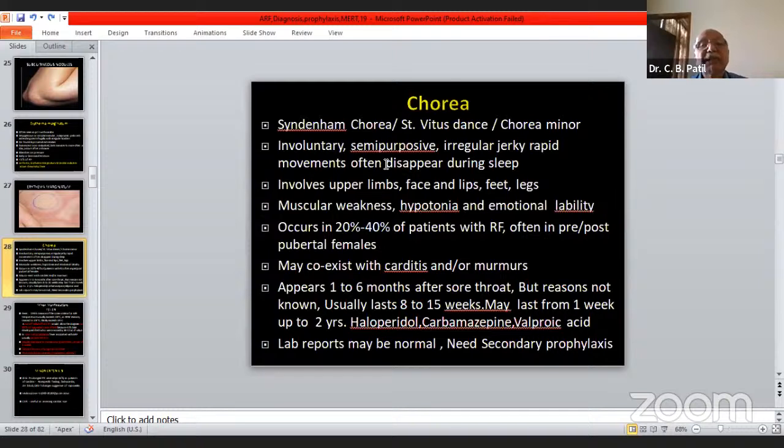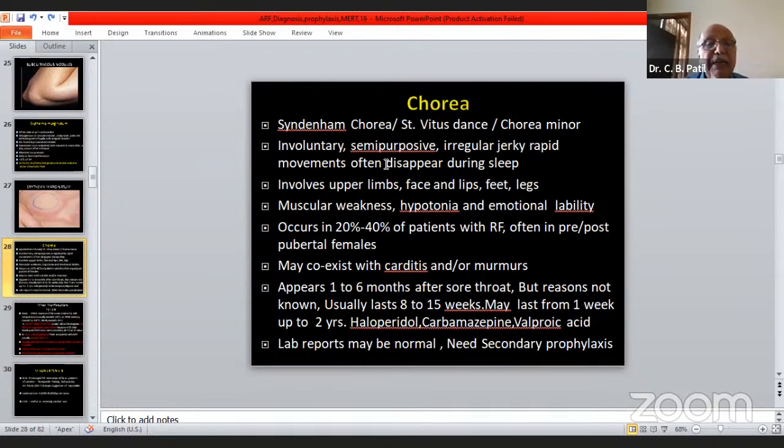Chorea, Sydenham chorea, otherwise called Saint Vitus dance or chorea minor, is an involuntary, semi-purposive, irregular, jerky, rapid movement, often disappearing during sleep. Involves upper limbs, face and lips, feet and legs. Muscular weakness can be there, hypotonia can be there, and emotional lability. Often laughing, crying can be there. Occurs in 20 to 40% of patients with rheumatic fever.